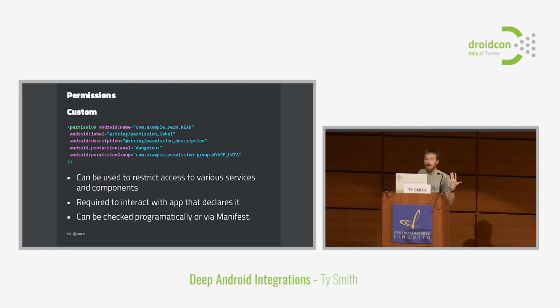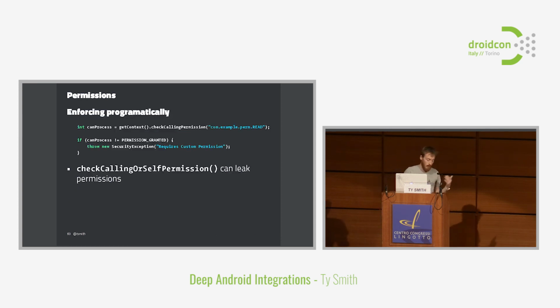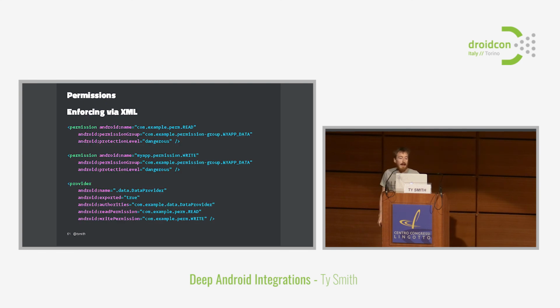And then you can add those to the different components that we described. Here we create a custom permission. We would need to declare that in our provider and use it in our consumer. And we would then need to enforce that programmatically on our provider, where we would check if the permission was granted. Again, this information's in the developer docs. And we could also enforce that in XML. We could define this content provider and put on the read and write permissions.